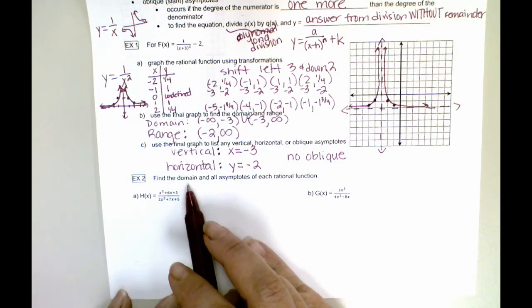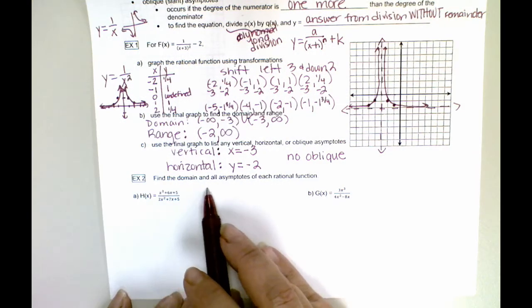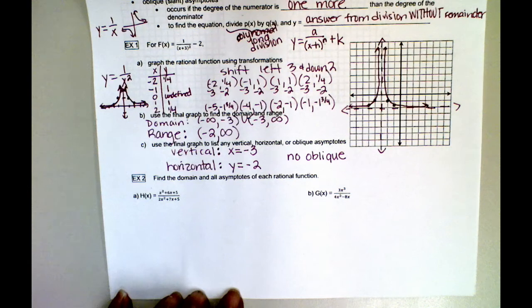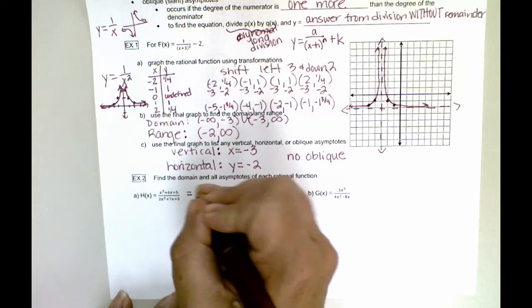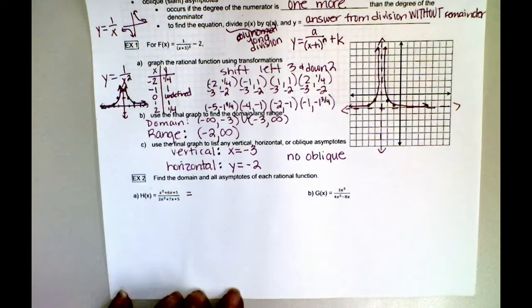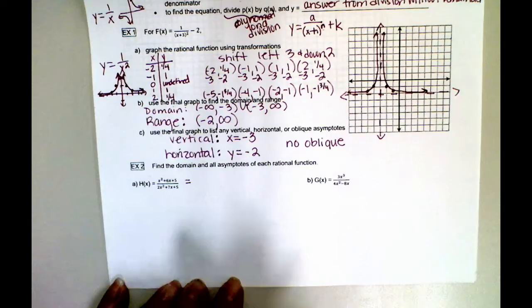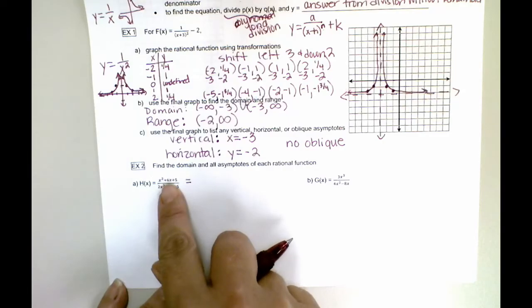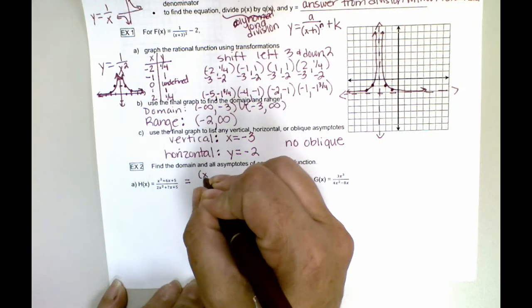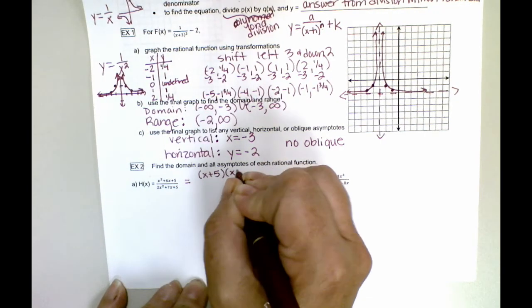So it asks me to find the domain and all asymptotes of each rational function. So the first thing I need to do is figure out values that might make my denominator 0. So in order to do that, I typically want to factor. So I am going to factor the entirety of my rational function. So numerator, x squared plus 6x plus 5. That's x plus 5 times x plus 1.